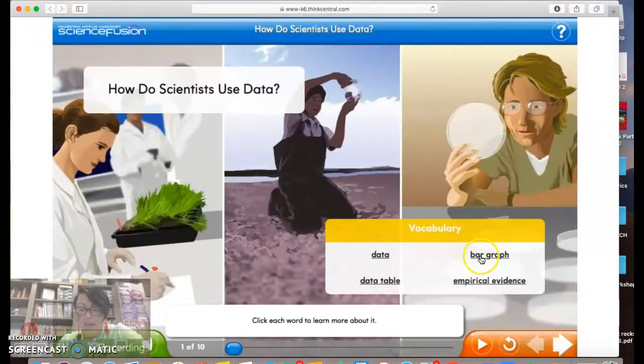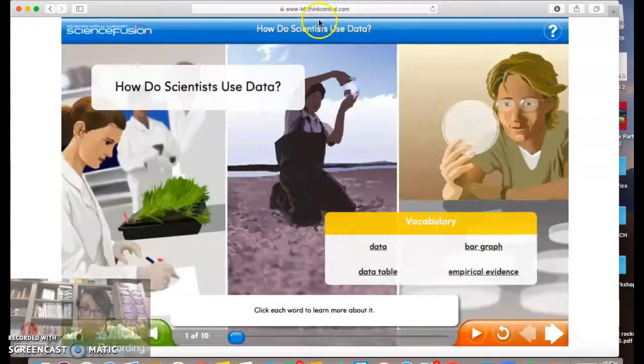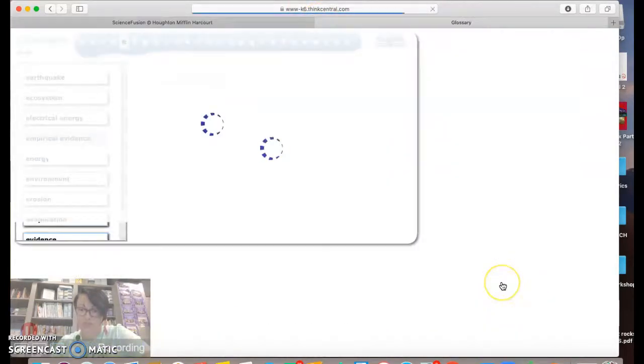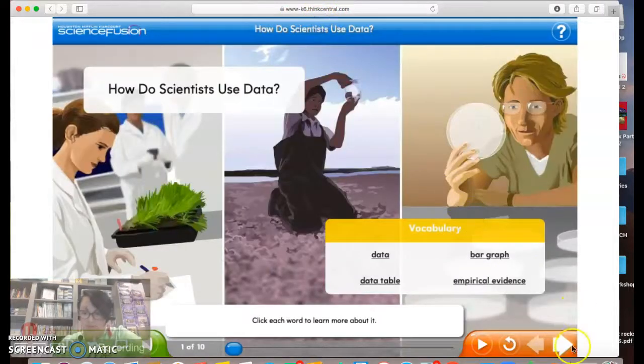And then we have, here's a bar graph. Here's one way to represent your data. A graph using parallel bars of varying lengths to show comparison. So this graph, you guys know how graphs work, but it shows different information by how tall the bar is for the bar graph. And then, here's a fancy science word, empirical evidence. And all that means is the data that was collected during an investigation. So it's just the fancy science word that means all the data that you collected. Okay, let's move on.